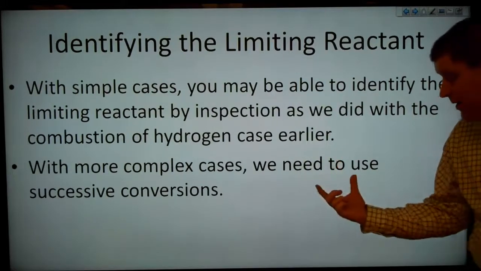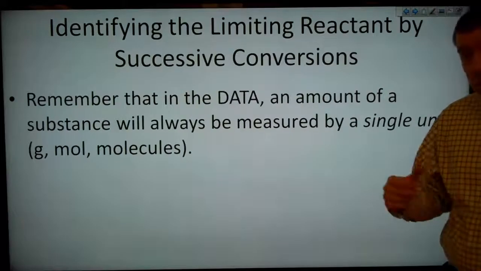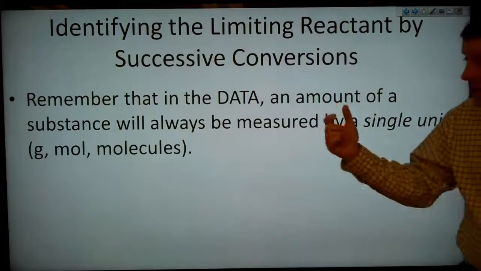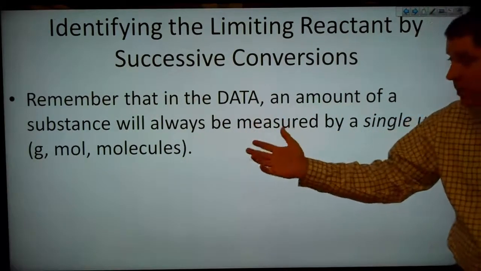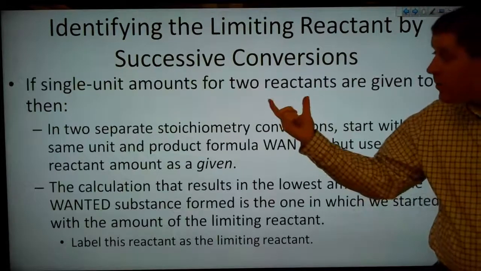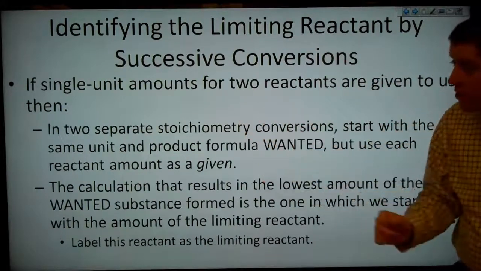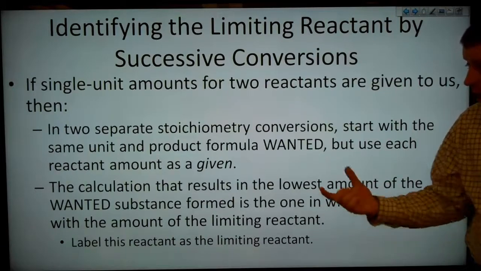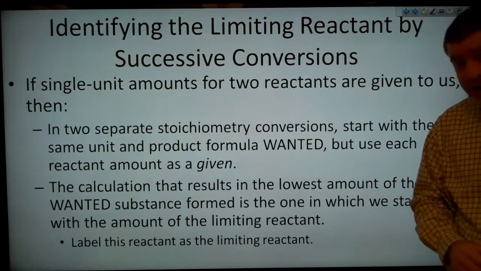But with more complex cases, we need to use successive conversions. So let's look at successive conversions. Remember that in the data section, an amount of a substance will always be measured by a single unit. So this is something like grams, moles, molecules, perhaps liters. If single unit amounts for 2 different reactants are given to us, then in 2 separate stoichiometry conversions, start with the same unit and product formula wanted, but use each reactant amount as a given.